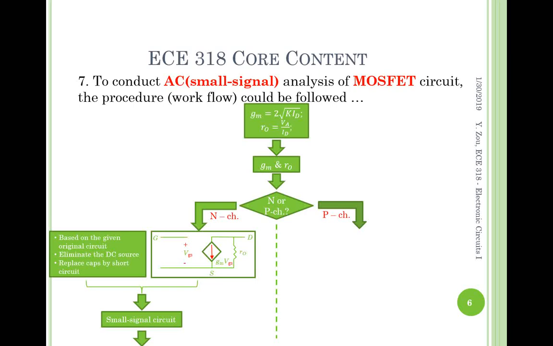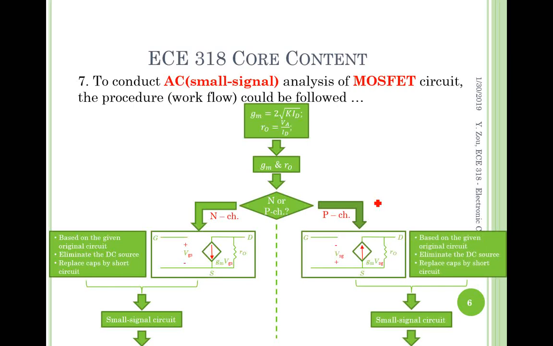And along the other route for P channel, it's pretty much the same. However, be careful about the difference in the small signal model of the P channel MOSFET. Okay, I'm using the red color here to emphasize the difference, especially the current dependent source, current direction, and the polarity of the voltage here. They're opposite to the N channel MOSFET.